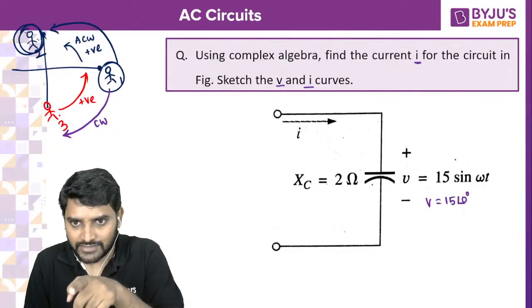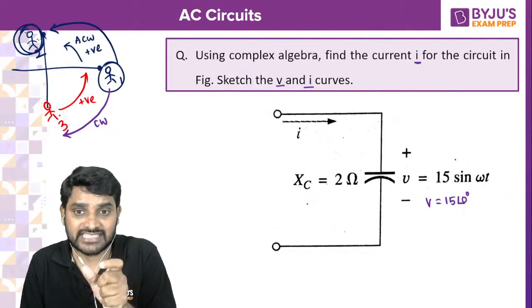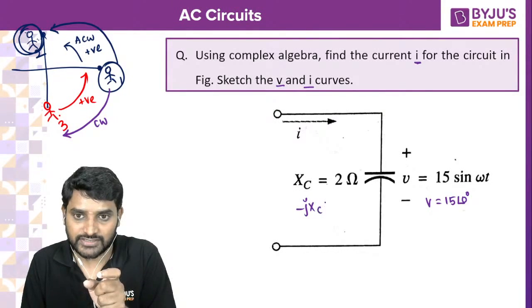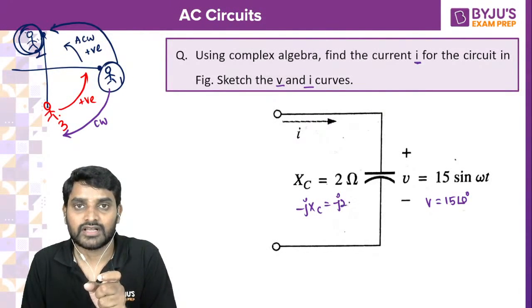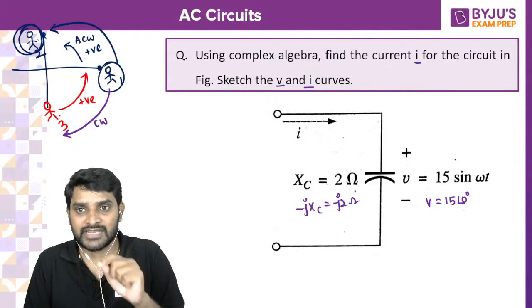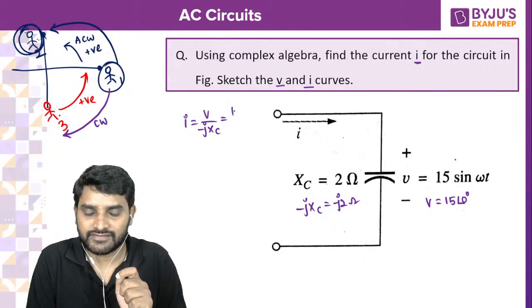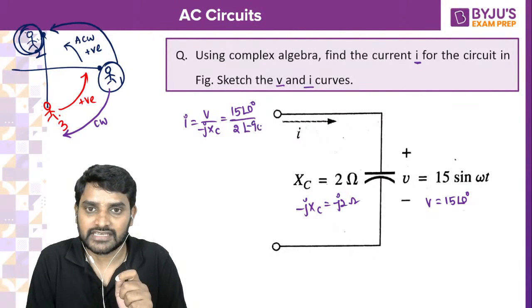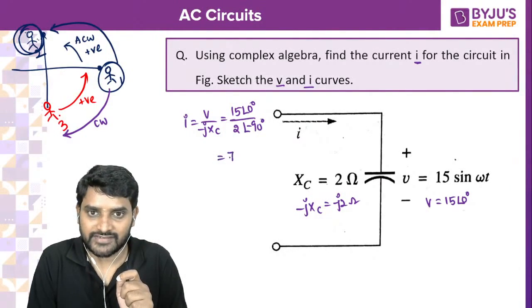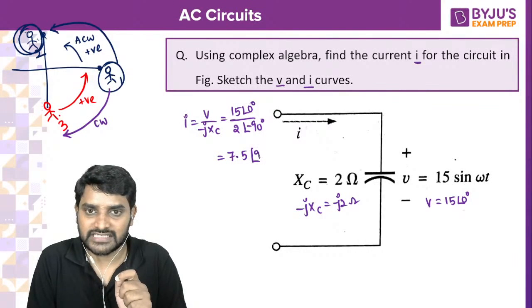Now there is a current flow. So you have to replace XC with minus jXC. So this will be minus j2 ohms. What will be the current? Current is equal to voltage divided by minus jXC. So you get 15 at an angle 0 divided by minus j2, that is 2 at an angle minus 90. So I can say that it will be 7.5 at an angle plus 90.